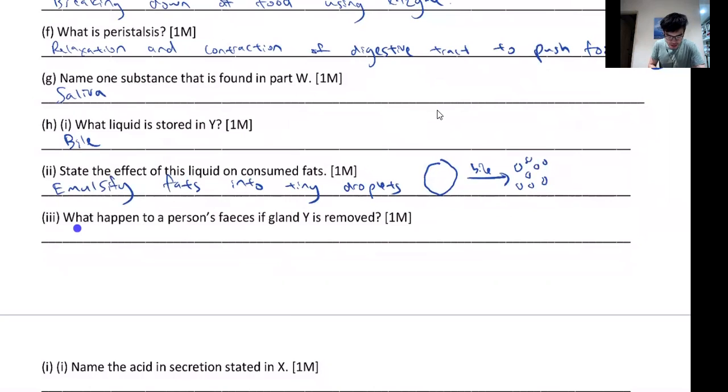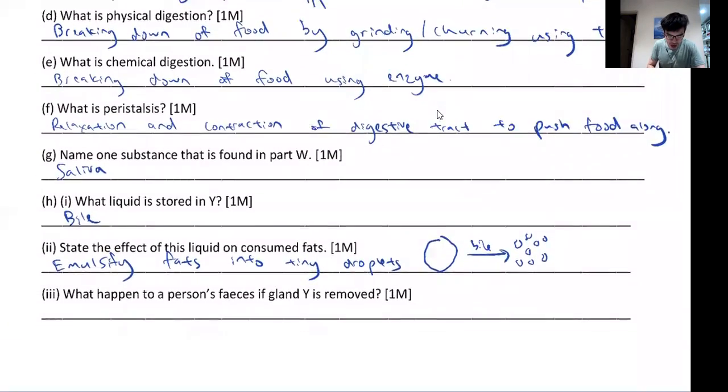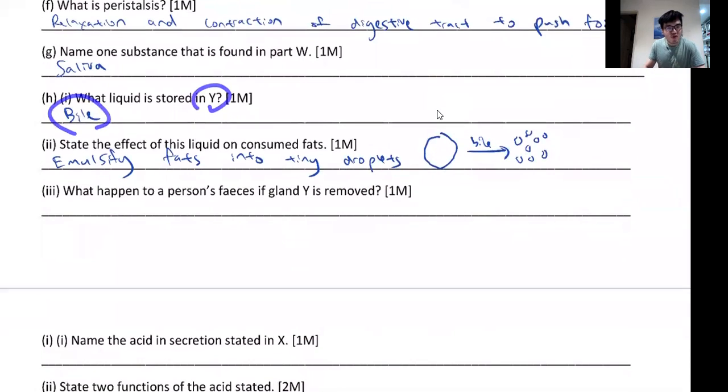Okay, so next, what happens to a person's feces if gland Y is removed? So what happens to your shit if you don't have Y? If you don't have Y, you will not have bile. If you don't have bile, your feces is gonna be oily. Because if you cannot digest fats, you cannot digest oil like this. If you eat very oily stuff, you are going to shit all the oil out. So your butthole and the toilet bowl becomes very oily. Which is disgusting. So it's like leaking oil out of your butthole.